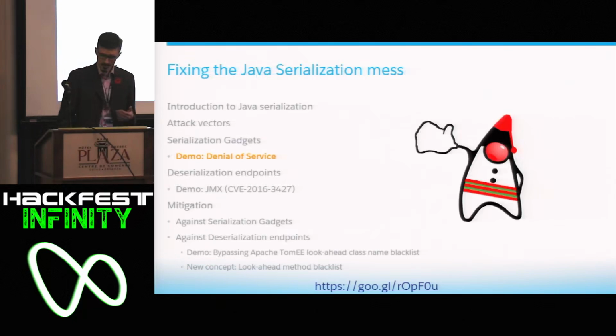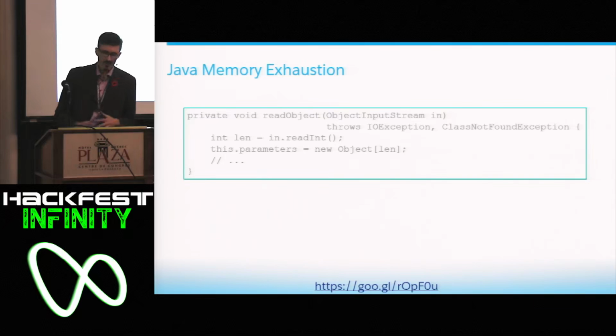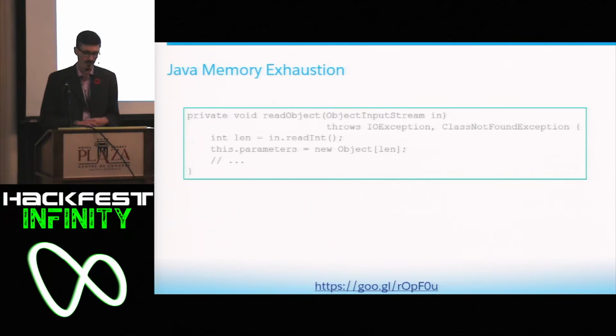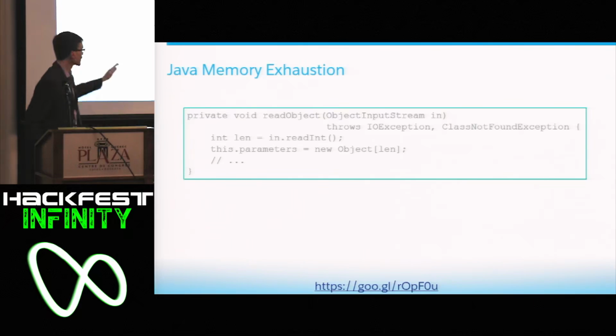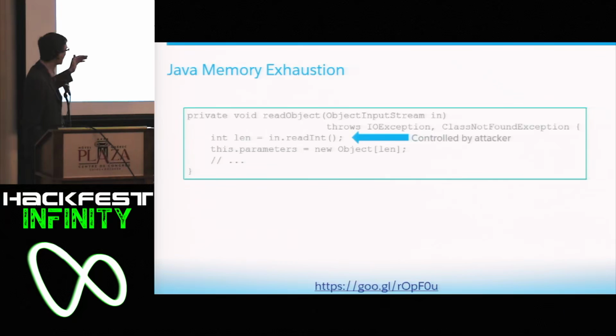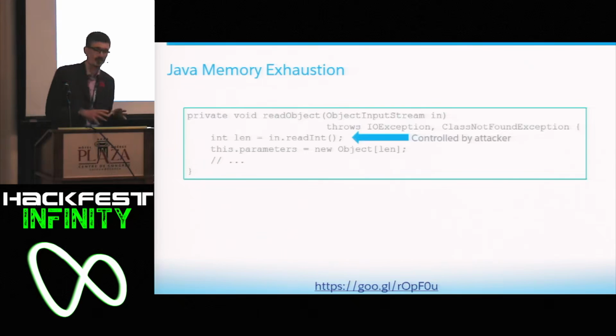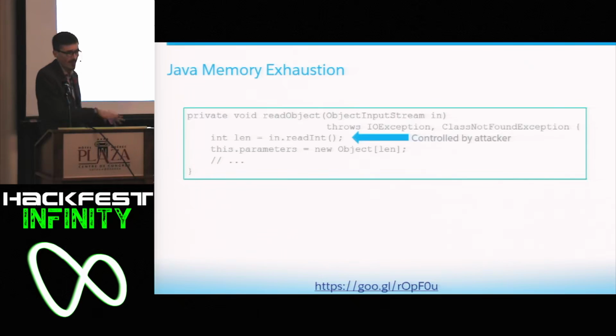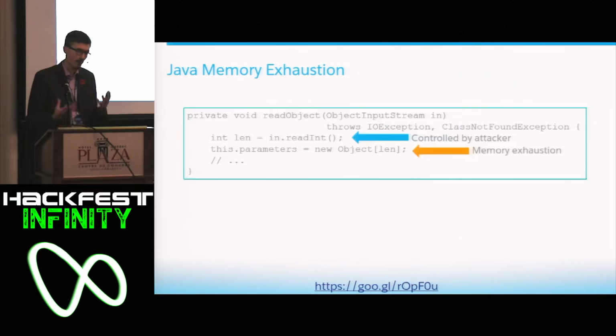So let's jump into my demo here. Java memory exhaustion, that's what I'm going to present. Imagine we have such a magic method here. In the first line you see here, we read an int from the stream that is controlled by the attacker. Again, everything is controlled by the attacker because the attacker creates the binary on his own computer and then sends it to the server, right? So this int that is read from the stream is controlled by the attacker. And then on the second line right after, imagine that the server instantiated an array of whatever type of that length. Then that's a very easy way to use up all the memory, right?